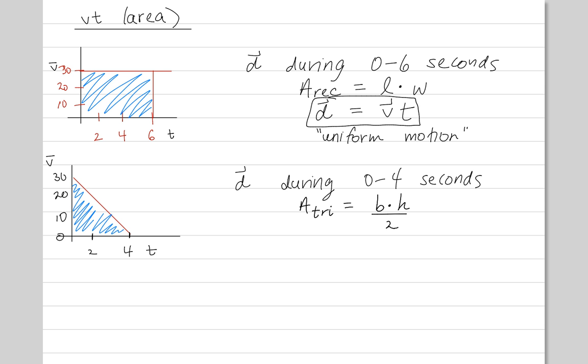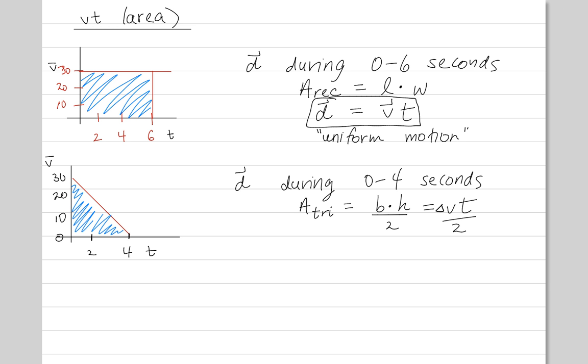The base is time. The height is v. So we basically have vt over 2. But we have to be careful about this v. Sorry, not delta v. Delta v is change. This is a sum. So just keep it vt and we'll highlight it.